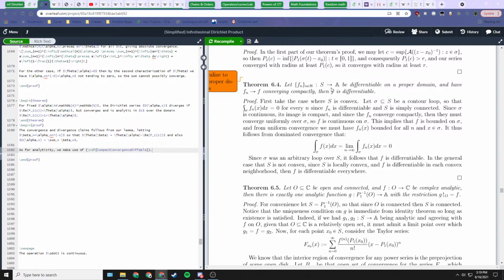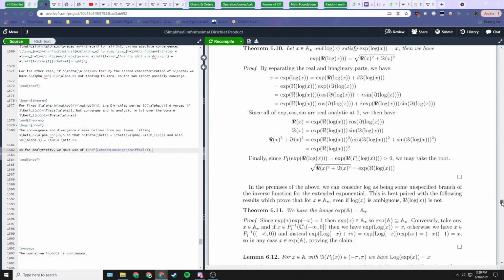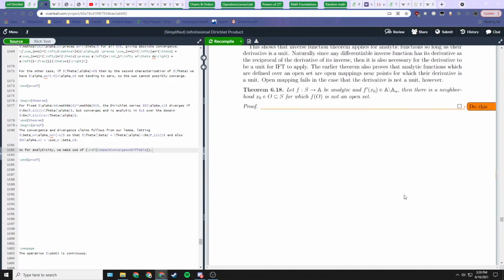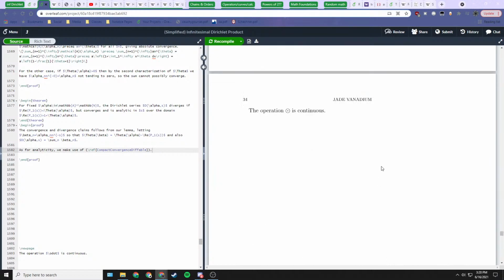What we'll have to do for this is pick our functions. We'll just use the partial sums of the Dirichlet series. We're going to verify that all of them are differentiable on a proper domain, and then show that they converge compactly, and that will be our proof, so that we can conclude differentiability. So let me write that down here.